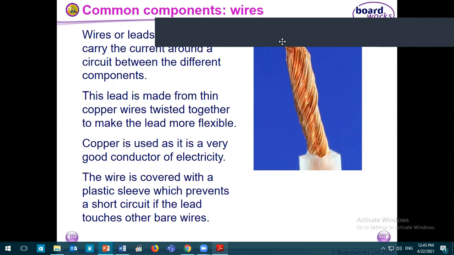Static is the one that builds up on objects, like what your friends did during one of the online sessions when they started making electric charges using their combs and plastic objects and attracting some paper pieces. And then we have current electricity, which is the electricity that flows through wires, the one we use in homes to make devices work. Of course, we can't use static electricity because it's not so powerful.